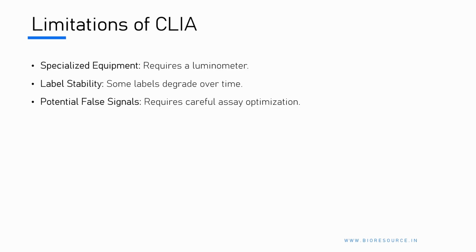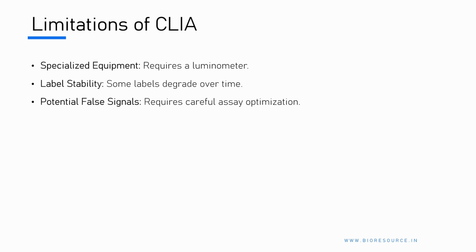While chemiluminescent immunoassays offer superior sensitivity, rapid detection, and broad dynamic range, they also have certain limitations that should be considered. It requires specialized instrumentation like a luminometer. Unlike ELISA, which can be performed with a basic spectrophotometer, CLIA requires a luminometer that detects the emitted light. And these instruments can be expensive and require specialized training for operation and maintenance.